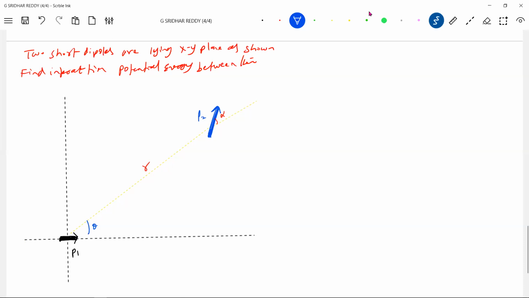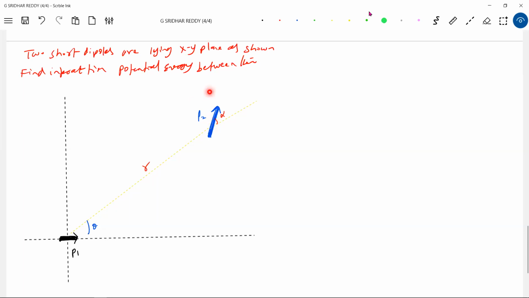What is the method here? I want the interaction potential directly. Can we calculate the field strength at this point? I should know the field strength here. So what is the method to calculate the field strength? I have a dipole here. I'll calculate E parallel, then I'll calculate E perpendicular. How to calculate E parallel? Already we have the formula, and E perpendicular also we have the formula.